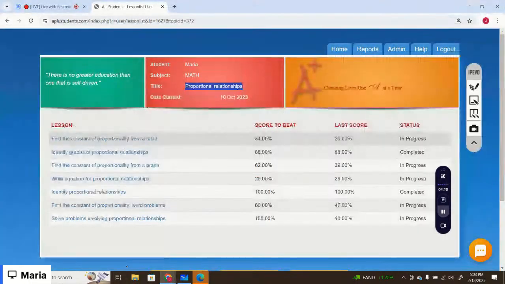Here I am on grade 8 math. The chapter we are on right now is proportional relationships. Let's just start with the lesson: find the constant of proportionality from a table.